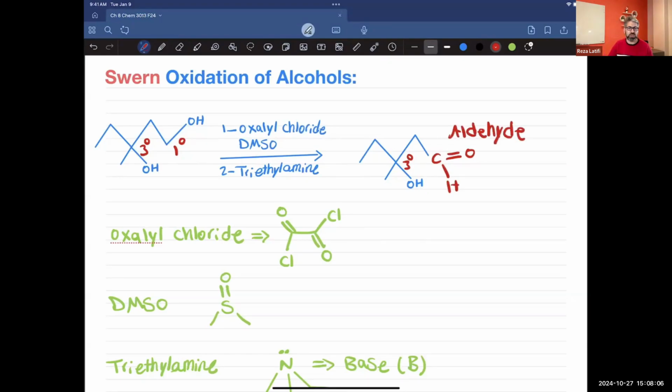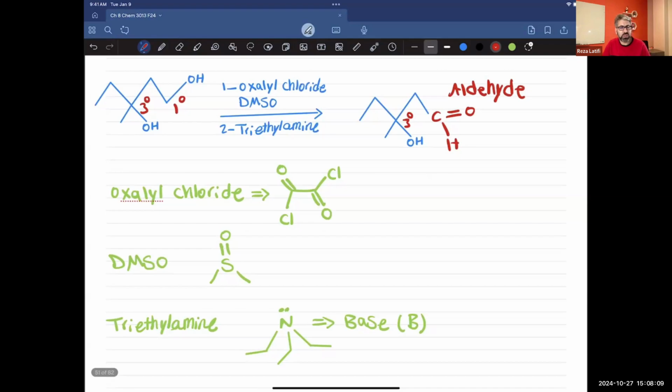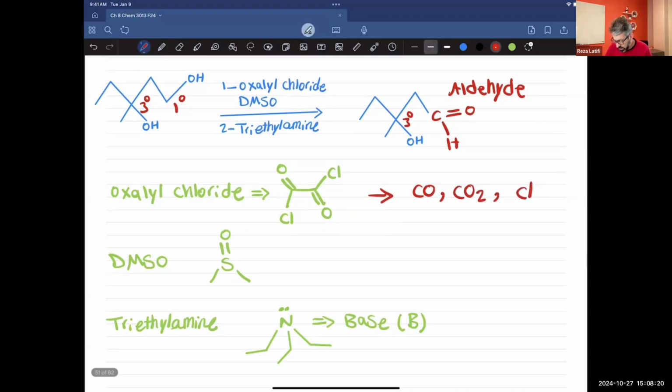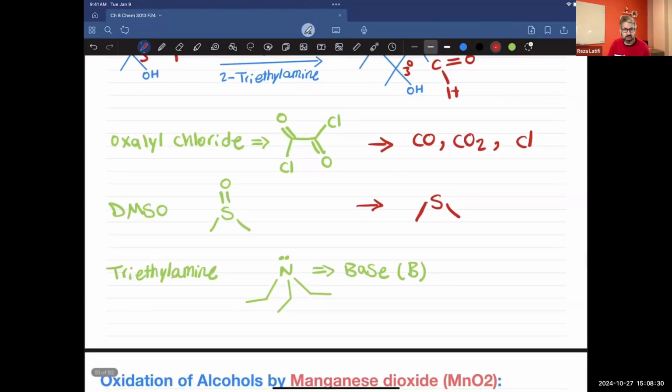How about the rest of the products? Okay, the oxalyl chloride is going to give us CO and CO2 plus Cl, and dimethyl sulfoxide, at the end, will turn to dimethyl sulfide. And how about the base? The base is technically going to gain H. It will take H from the system. It will turn to HB plus.